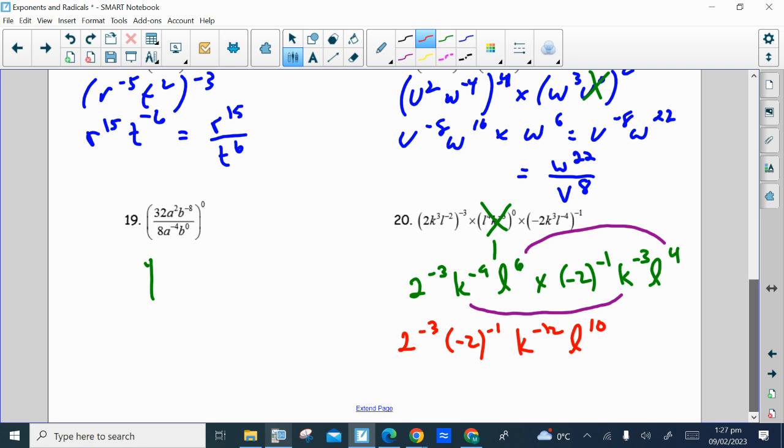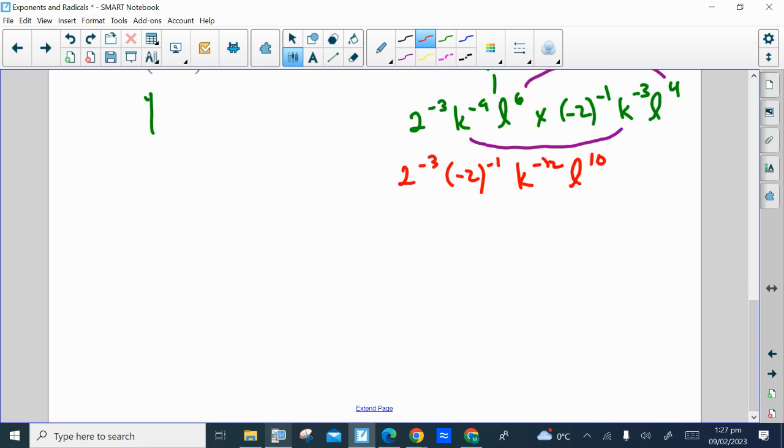Now I will deal with the negative exponents. I will move the negative exponents from the top to the bottom. The L to the 10 will stay on top. It is the only part there that has a positive exponent. So it's going to stay on the top. Everything else will move to the bottom. And when you do that, the exponent signs change from negative to positive.